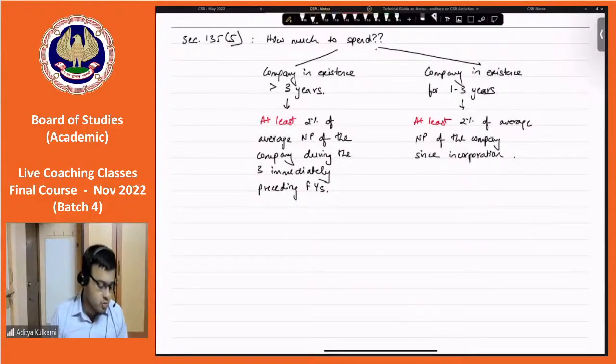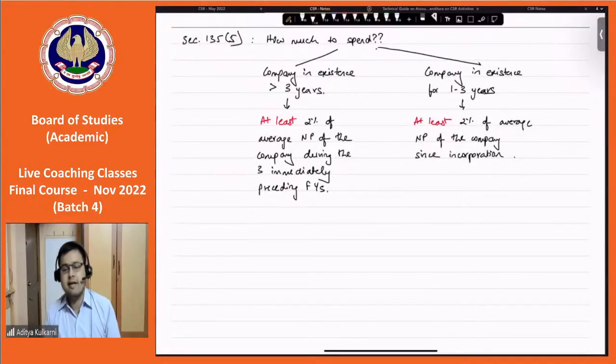So this is what you are going to see. Okay, this is what you are going to see. So abhi 3 saal to hai nahi, so whatever number of years you have been in existence, for those many years, what is your average net profit? Spend at least 2% of that. Okay, so it will be either previous 1 year, previous 2 years, more than 3 years, so previous 3 financial years. So this is how you are going to understand how much should you spend.